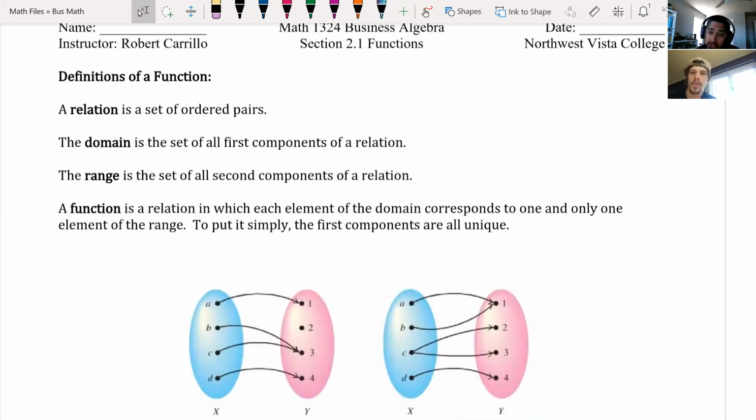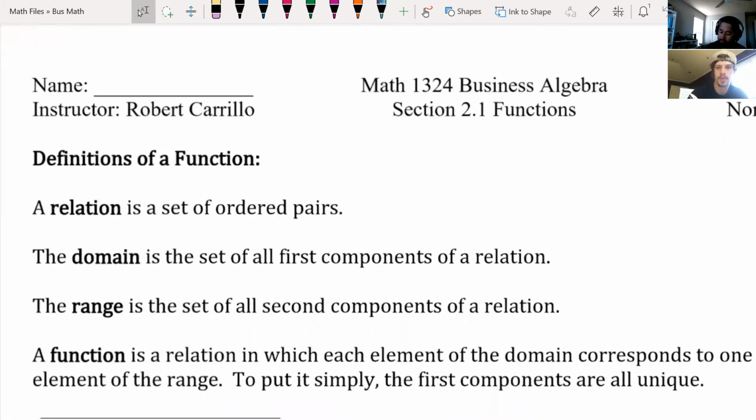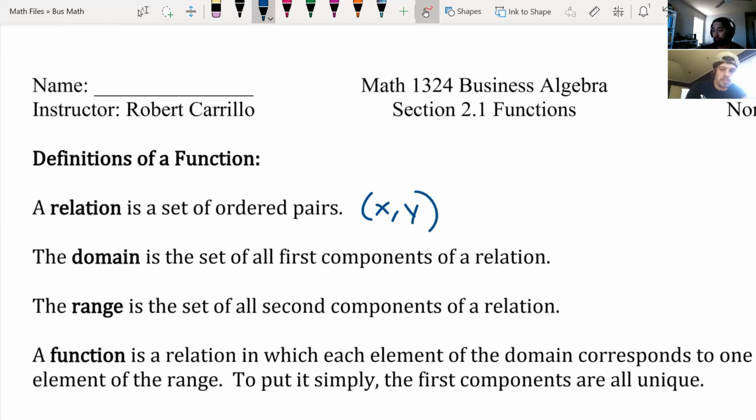First, we start off with the definition of a relation. A relation is a set of ordered pairs. So an ordered pair would be something in terms of X, Y. That would be an ordered pair. And the domain is a set of all first components of a relation. So in this ordered pair, domain corresponds with the first part of your ordered pair, X. So domain will always belong to X.